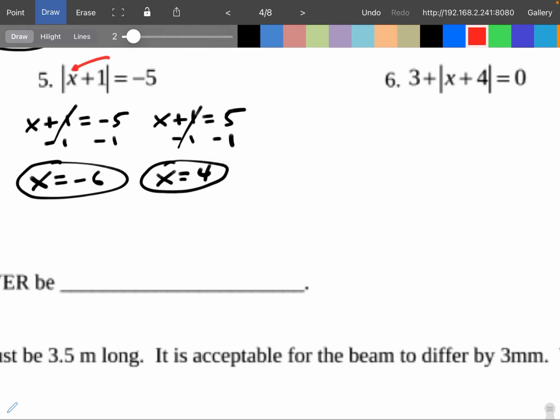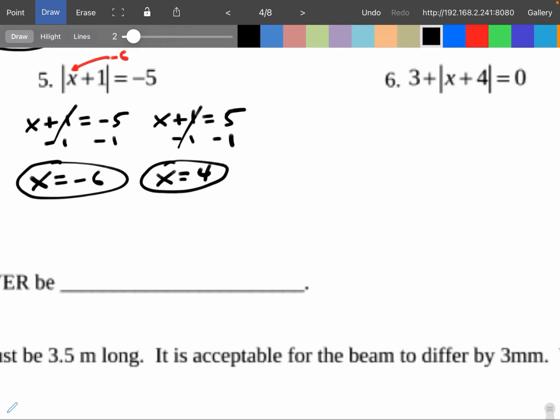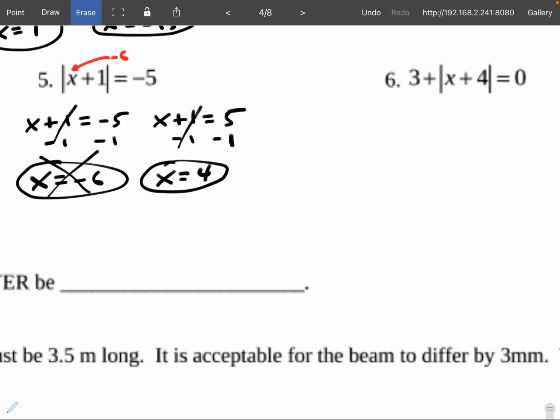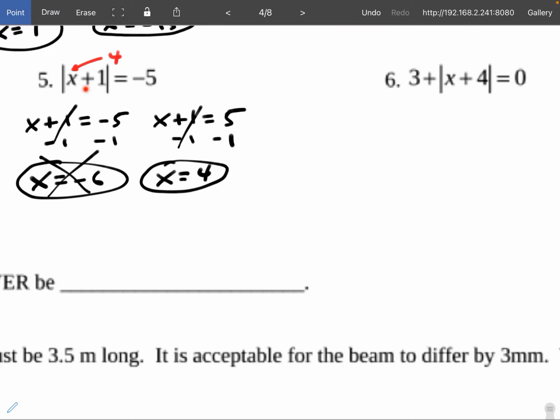So if we check these, the first one we're going to plug in is negative 6 right here. So what is negative 6 plus 1? Negative 5. What's the absolute value of negative 5? That's 5. Does 5 equal negative 5? No. That means that solution right there is no good. Let's try the other one. So now we're going to plug in the 4 for the x. So we're going to put 4 in for x. So inside here now we've got 4 plus 1.